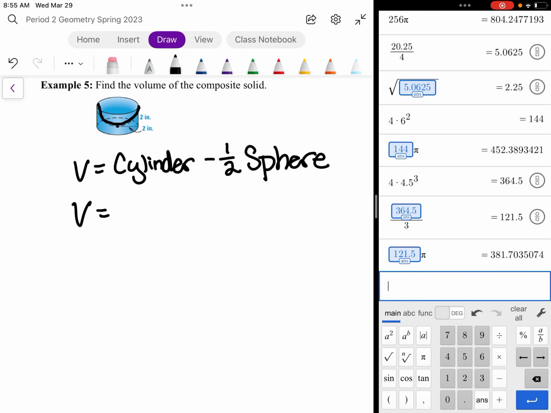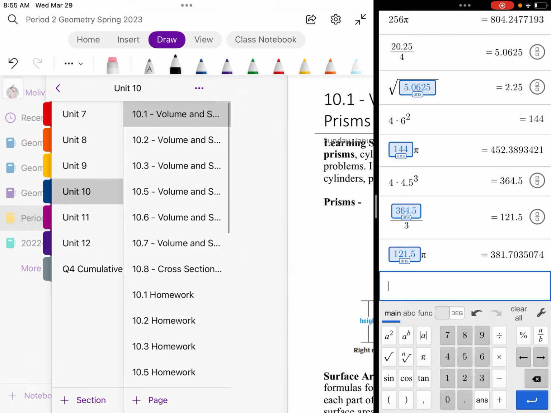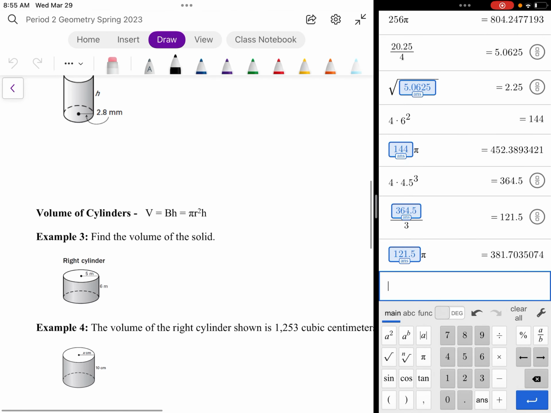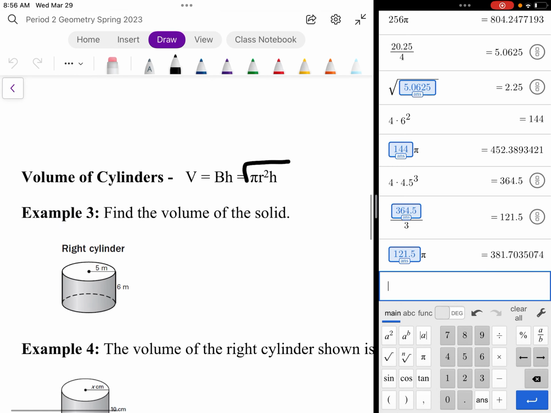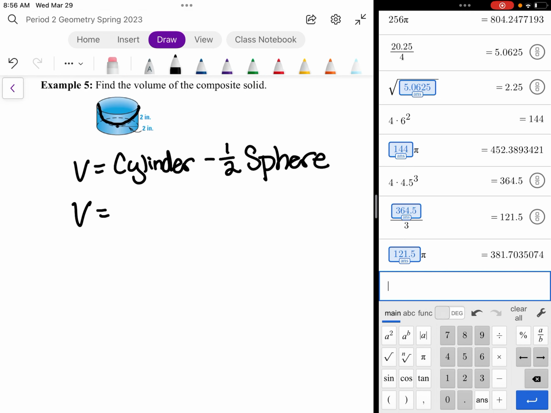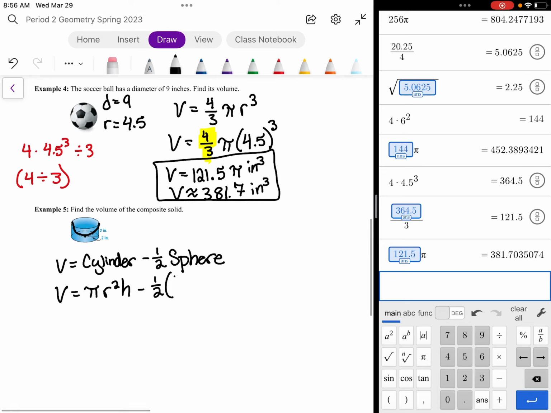Okay, so if you don't remember the volume for a cylinder, we can go back to those notes. I think it was 10.2. And volume of a cylinder is pi r squared height. So we're going to use that information, pi r squared height, and then subtract half of the volume of the sphere, which we just went over, that formula is 4/3 pi r cubed.